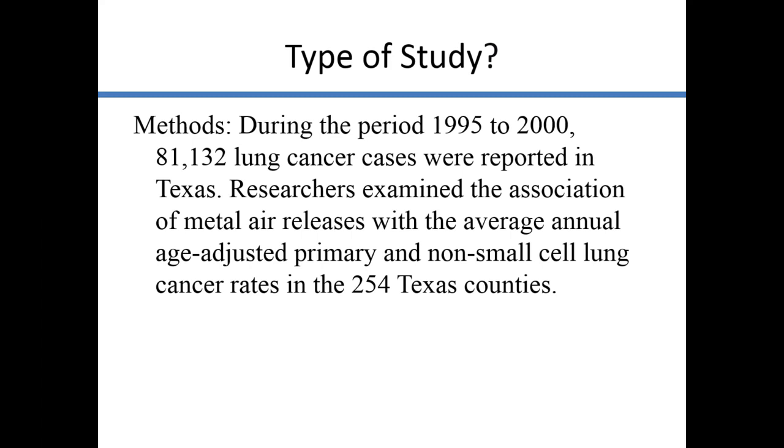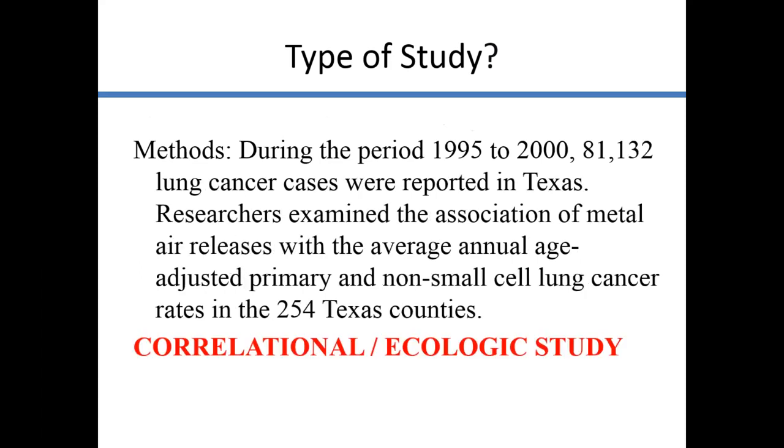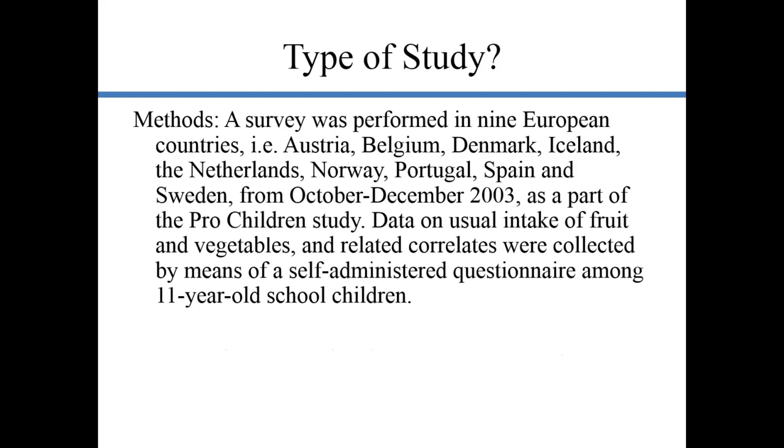Now, you could say yes, ultimately individuals gave rise to these data, but they're not being reported and not being studied on an individual level. It is the average annual rates for each county compared with the metal air releases in those counties. Doesn't mean that any individual was exposed. It just said we had this amount of release in this county. We had this overall rate. What type of study is it? No directionality, by the way, and unit of analysis is county. It's an ecological study. Exactly.